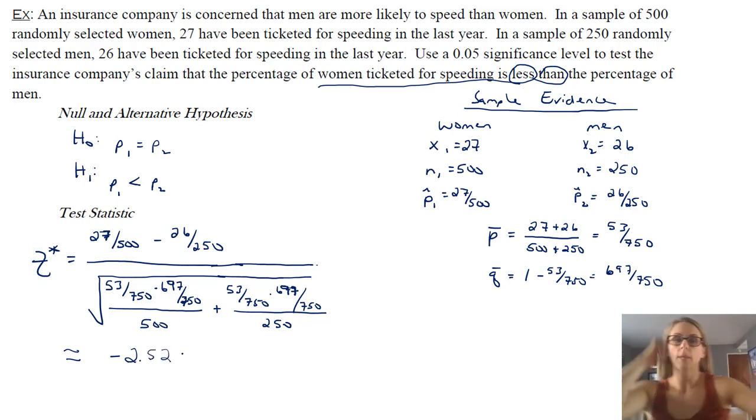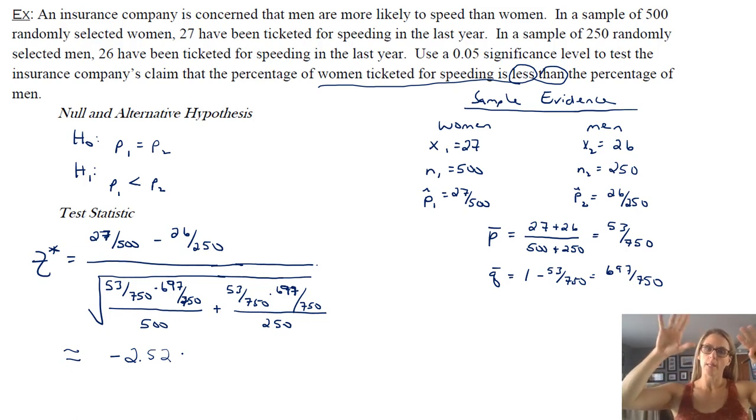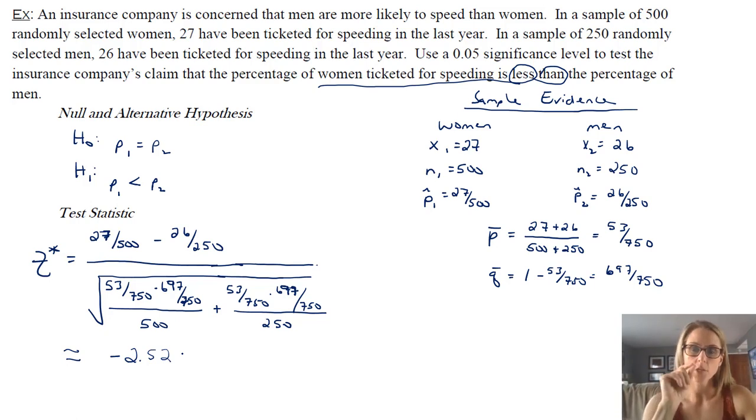Now this makes sense because you're checking that P1 is less than P2. So that's sending you over into the left-hand side of the normal distribution. So this is, again, a measure of how strong your sample data is here. And again, because you're being sent way away from the middle, that's going to be a smaller p-value.